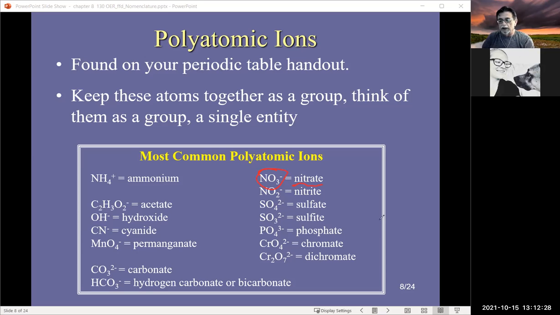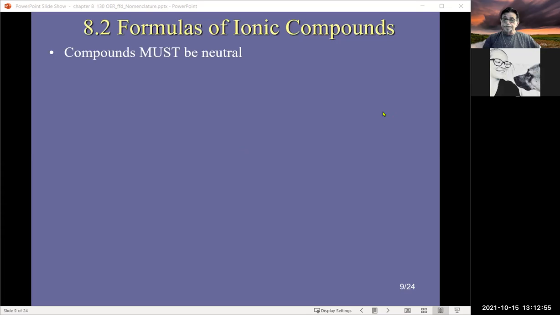If we ever need more than one, we utilize parentheses. If I needed more than one nitrate, I will put parentheses around it and then put my subscript. Maybe calcium nitrate will have that subscript. If we only need one, no parentheses are required. Now we're going to start writing ionic compounds, writing formulas.